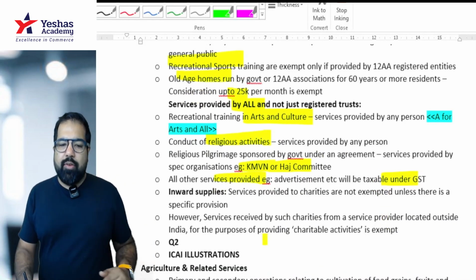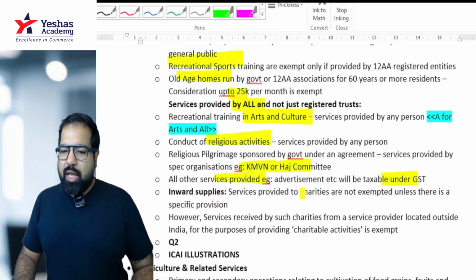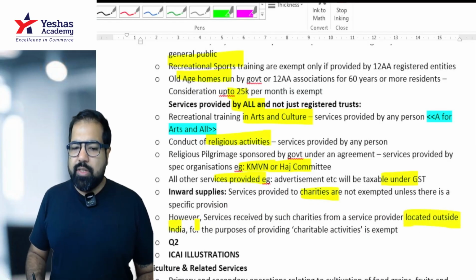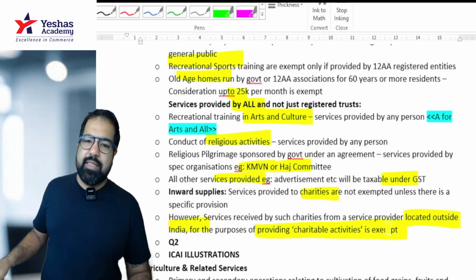Inward supplies, the only one inward supply is when there is a service from outside for charitable activities. Otherwise, guys, this is located outside India. Services from outside for providing charitable activities, this is exempt.